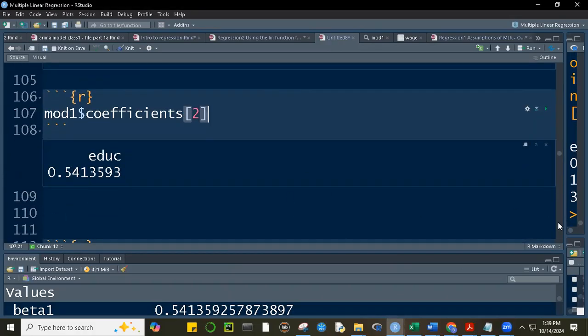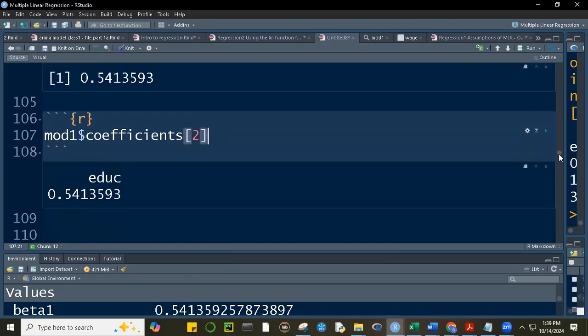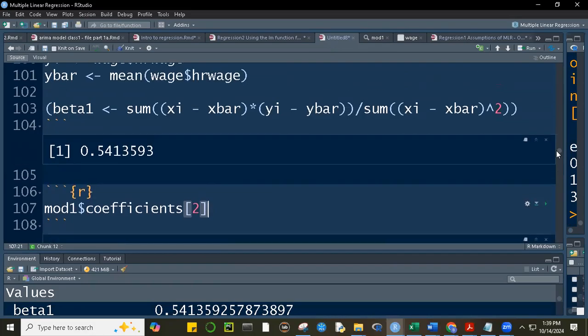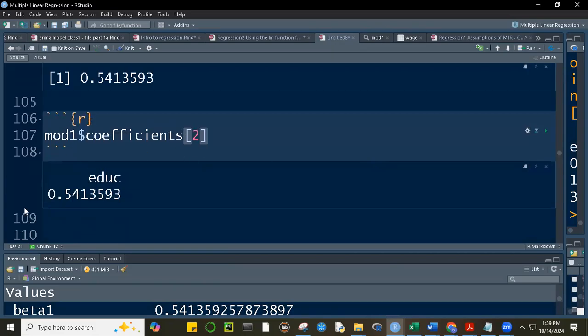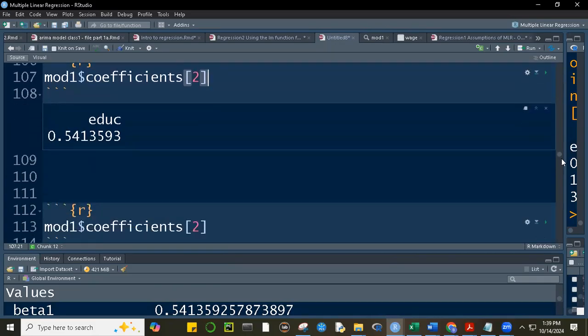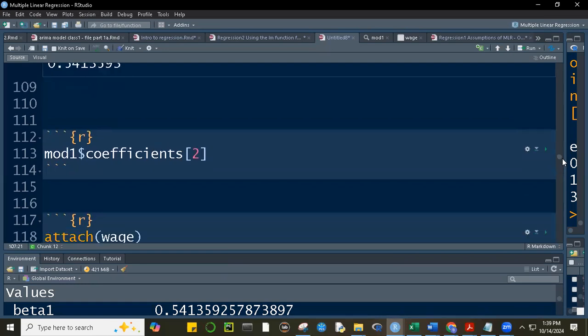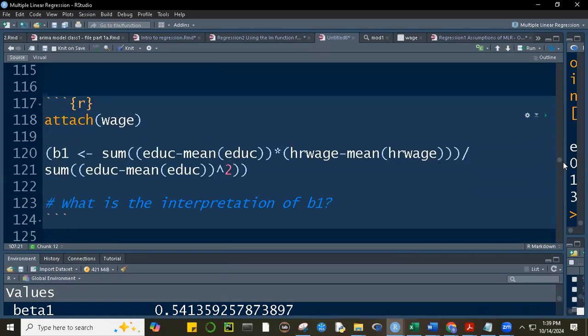Kasi we're just extracting it from the mod 1 object. Di ba yung mod 1, class, that's the regression model. Andun lahat, class. Andun yung coefficients, andun yung residuals, andun yung fitted values. Okay, so you just have to extract that. So ito, no? In-extract lang natin. Okay? Ito yun. All right.